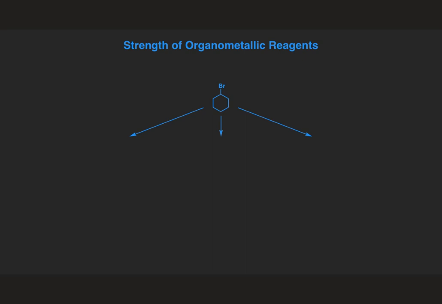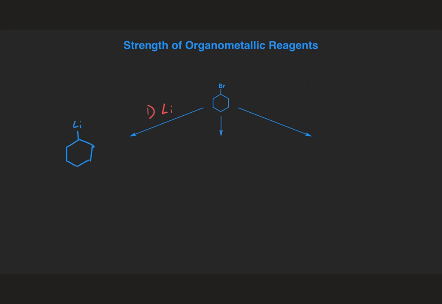And so for starters, we can form several organometallic reagents if we start with an alkyl bromide. And so in this case, I've got cyclohexyl bromide or bromocyclohexane. And if I treat this with lithium metal, I can replace that bromide with a lithium to create an organolithium.